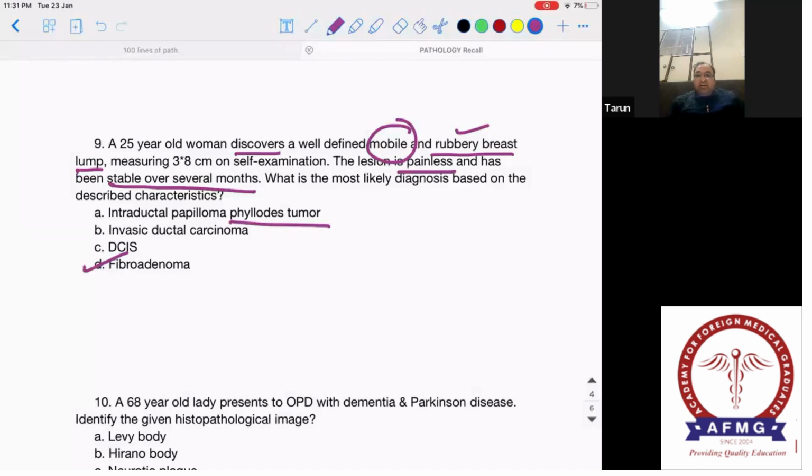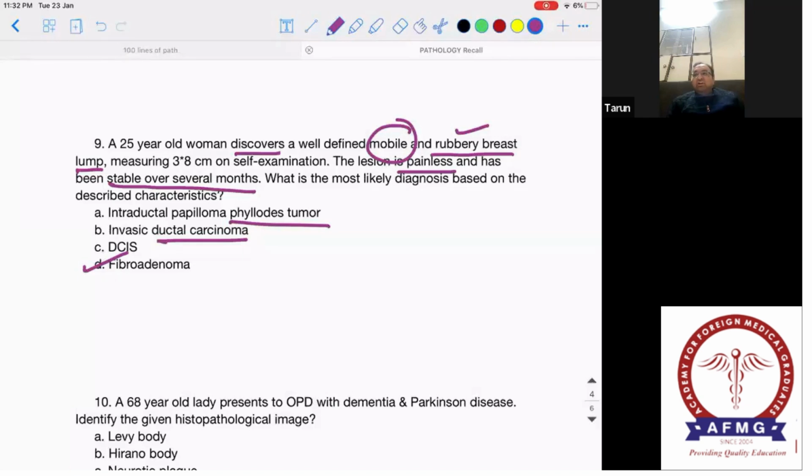Phylloid tumors usually are large tumors, the leaf-like large tumors. Invasive ductal carcinoma is a malignant lesion, so it would be hard and fixed. DCIS are usually smaller lesions, very difficult to palpate. So an easily movable, mobile, rubbery breast mass is in favor of one of the most common benign breast lesions, that is fibroadenoma. It is also called a breast mouse, because it moves here and there in the breast parenchyma, just like a mouse. So it's a characteristic fibroadenoma.